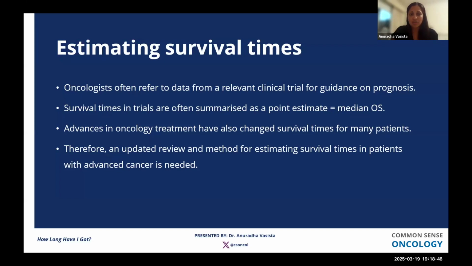And we also know that over the last, especially 5 to 10 years, there have been so many changes in oncology treatment with so many novel therapeutic agents hitting our clinics. And this has changed the survival time and continues to change survival time for patients. It's quite a dynamic process where things are evolving very rapidly. And therefore, we felt an updated review and method for estimating survival time in these patients with advanced cancer is needed.